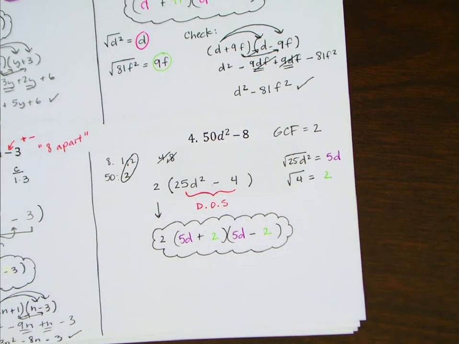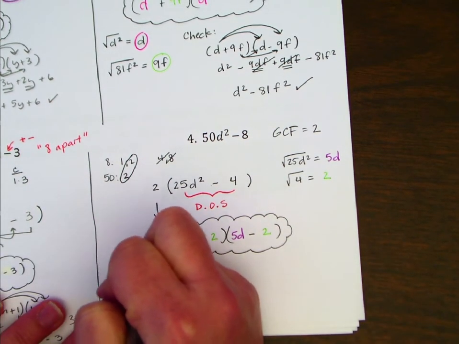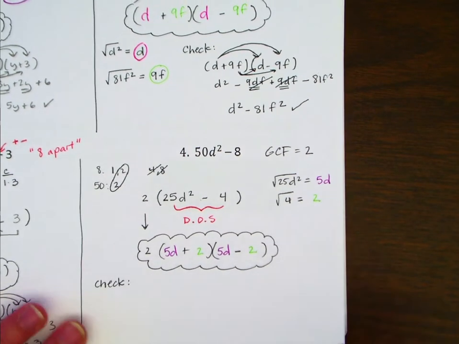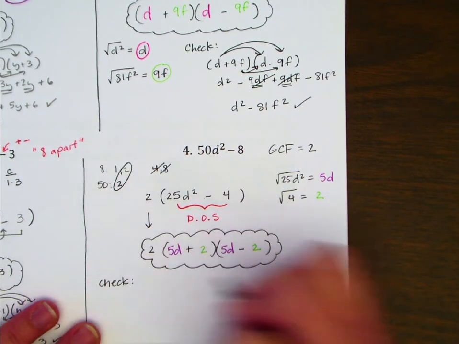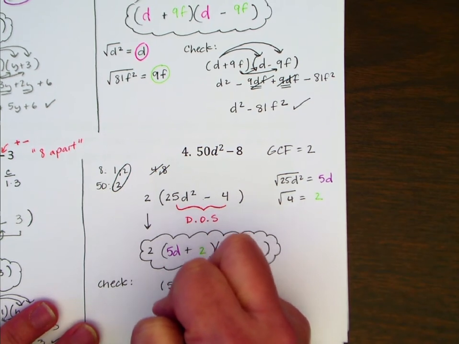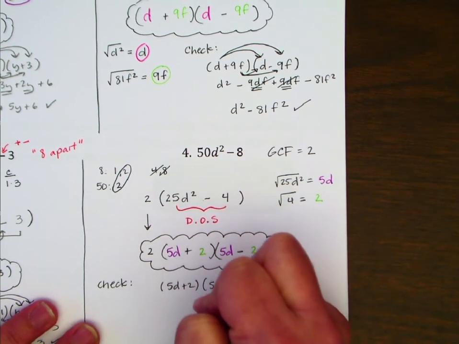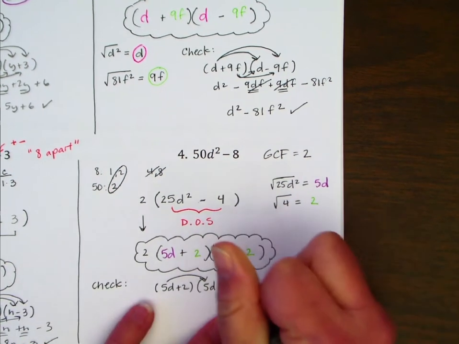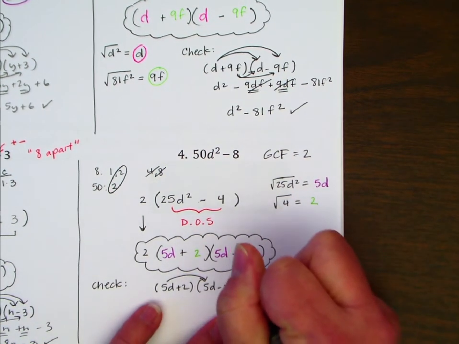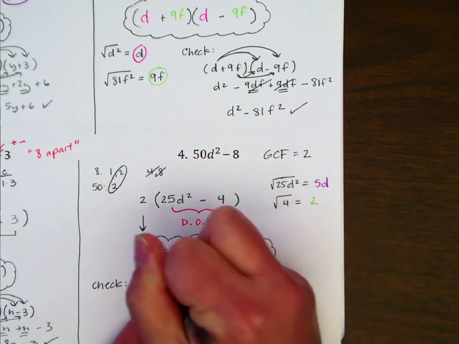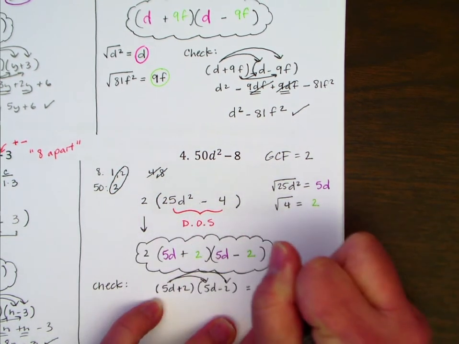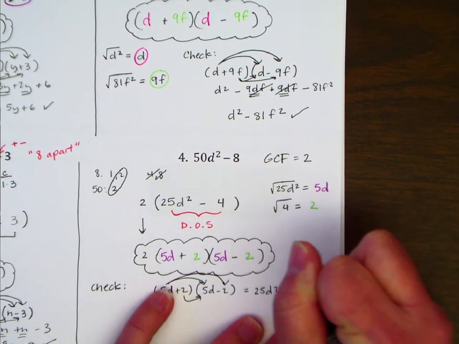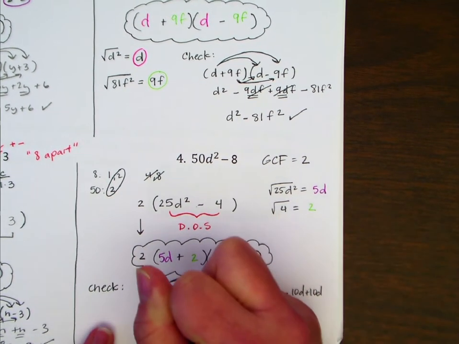Okay, so we do have to check it, and this one might be a little bit more difficult to check. Foil first, distribute last. It's a lot easier if you do that. Okay, so I'm going to foil first. So I'm going to do 5d plus 2 times 5d minus 2. So I'm going to get what? I'm going to do it over here. 5d times 5d is 25d squared minus 10d plus 10d, and then minus 4.